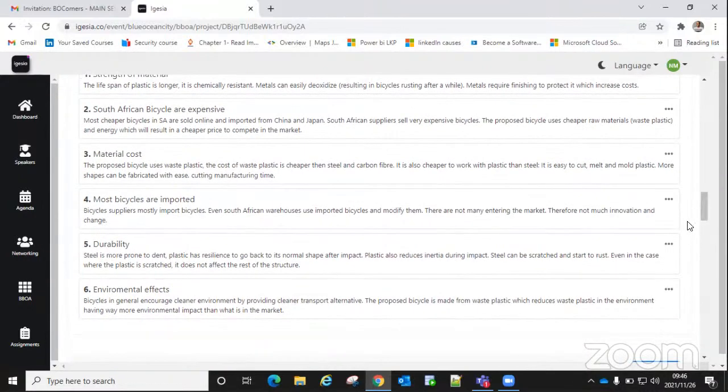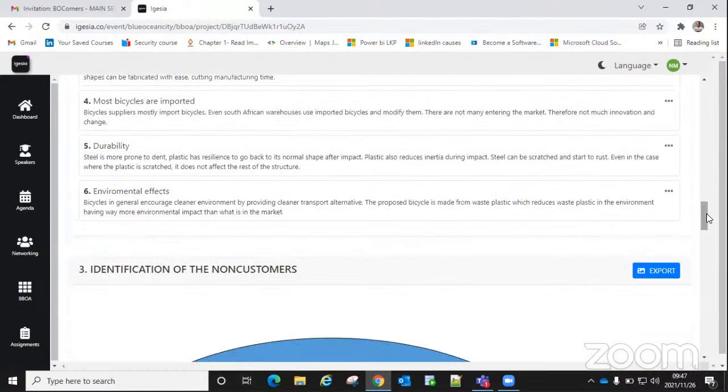And then, I already touched on that most bicycles are imported and not locally manufactured. And also, in terms of durability, I did mention that the plastic reduces inertia, meaning that if you crash into something, the damage is not as big as if you crash into something with steel. And generally, these bicycles would encourage environmental awareness, and also maybe encourage customers to start thinking about the plastic in the environment.